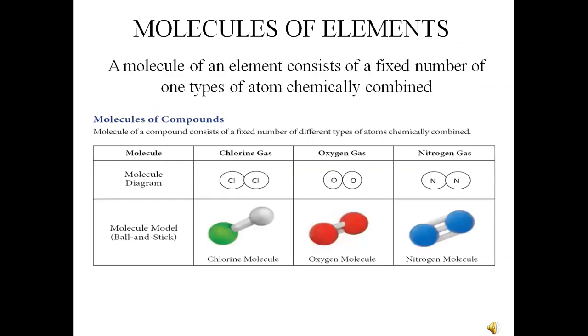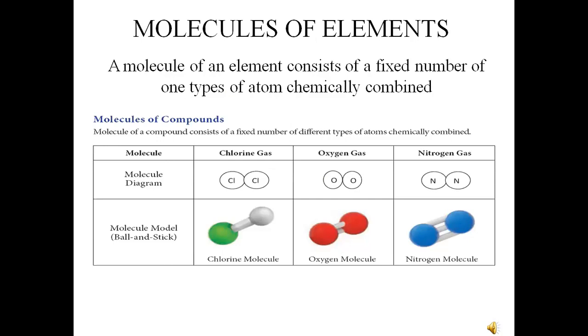Next, molecules of elements. A molecule of an element consists of a fixed number of one type of atom chemically combined. Here are some elements given. Molecules of compounds consist of a fixed number of different types of atoms chemically combined. Here is a molecule diagram, chlorine gas. Next one, model of molecule. Chlorine, oxygen, nitrogen compounds are given here.